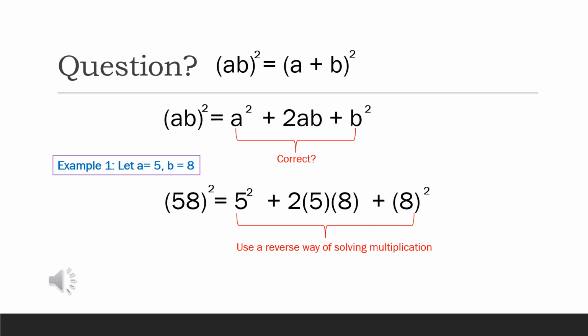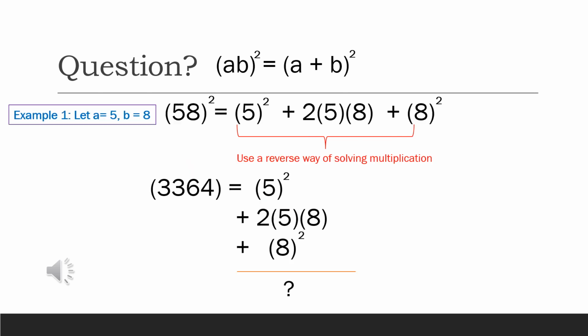When we replace A and B, (AB) squared, 58 squared, is equal to A squared plus 2AB plus B squared. Replace A by 5 and B by 8: 5 squared plus 2 times 5 times 8 plus 8 squared. And the square of 58 is 3,364, right?